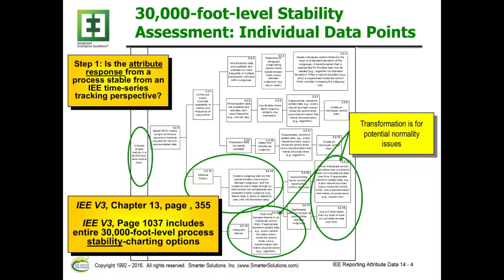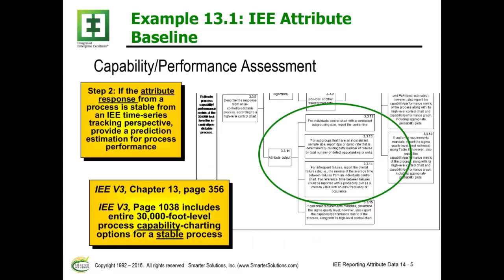Before, with continuous data, we were up in 3.2.1. Now we're down to 3.2.13, which is dealing with the various attribute scenarios. So this decision tree is to address process stability, where this one is to make a statement of how the process is performing if it is stable.